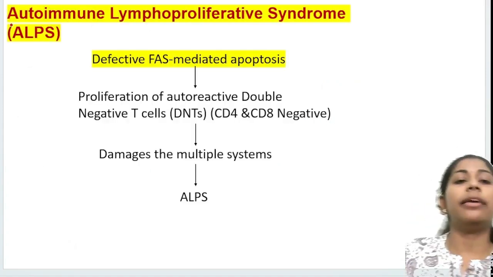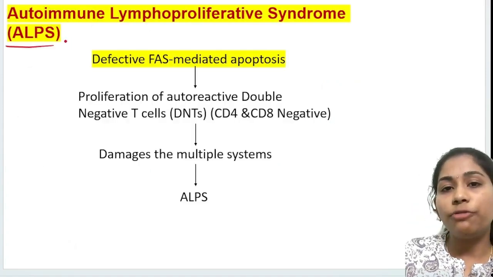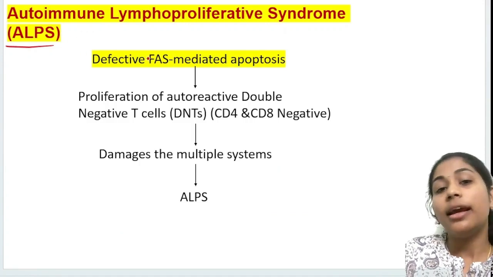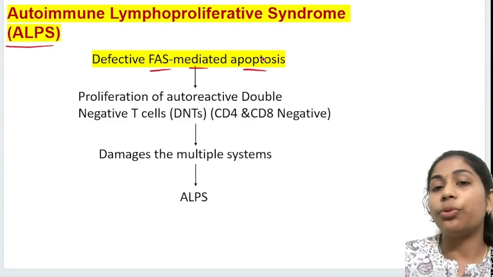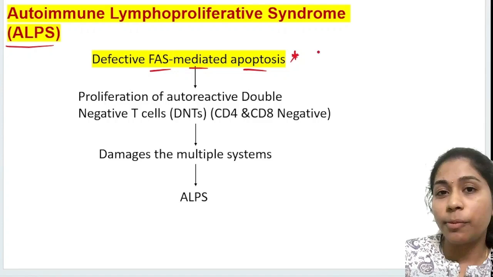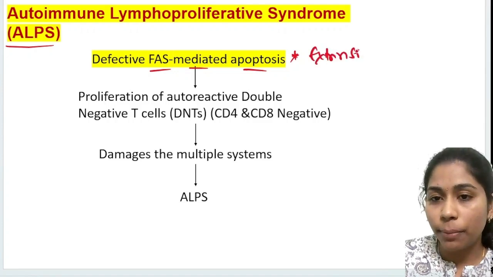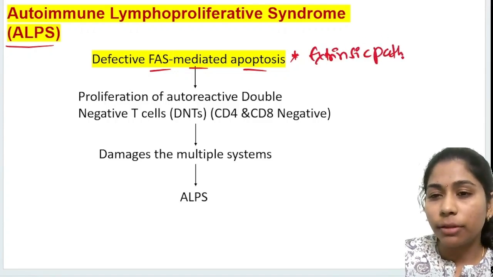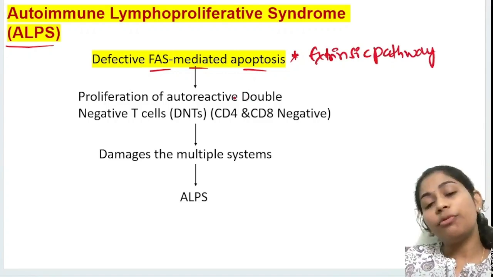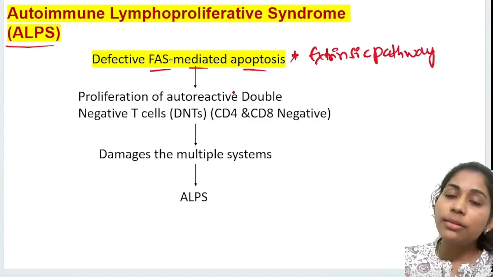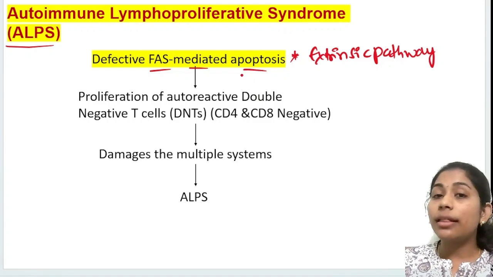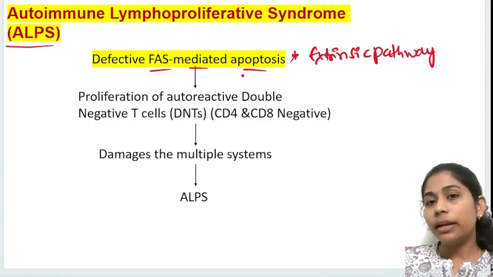Okay. Next one, the ALPS, autoimmune lymphoproliferative syndrome. What happens here is there is a defect in Fas mediated apoptosis. Which pathway is this, extrinsic or intrinsic pathway of apoptosis? This is the extrinsic pathway. What happens if this pathway is defective? When apoptosis is defective, whatever cells are supposed to die are not dying. Right? Why should the cells die?